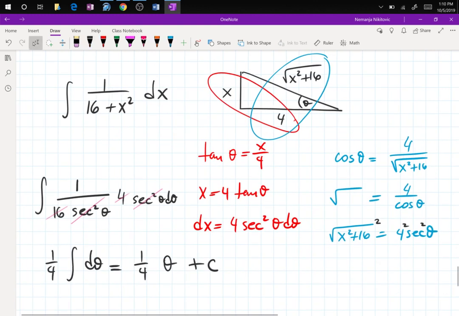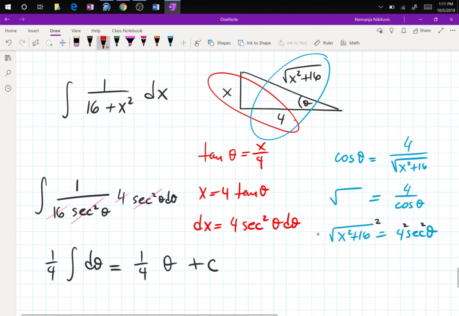Then you go, I don't have a trig function in the answer. So how do I go back to x? Well, you can use any of the 6 trig functions because they all have thetas in them. Just need to use the inverse.